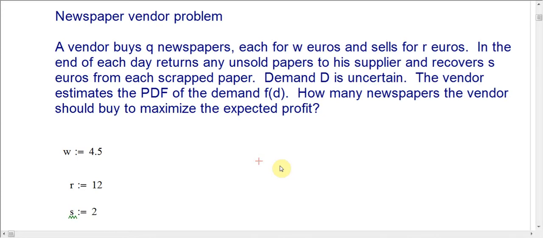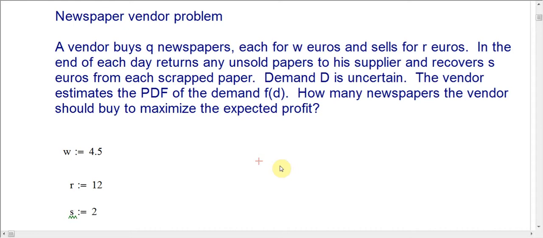Let's consider a vendor who buys newspapers every day, and the price of each newspaper is W euros. That is how much the vendor pays for a newspaper. And the selling price that the vendor sells to customers is R euros. Obviously, R should be greater than W in order to make some profit.